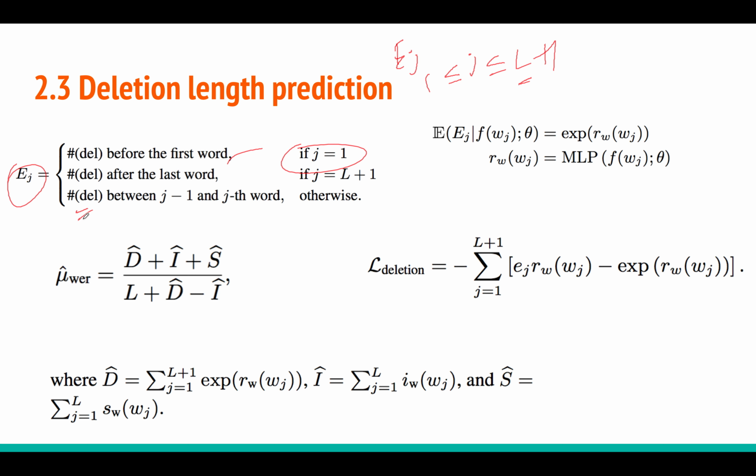And if j is not 1 and not L plus 1, it has to predict the number of deletions between the word j minus 1 and the jth word, right? Now like I said, this is the random variable, and you can compute the expectation of the random variable. So the assumption here is, they assume this random variable is Poisson distributed.